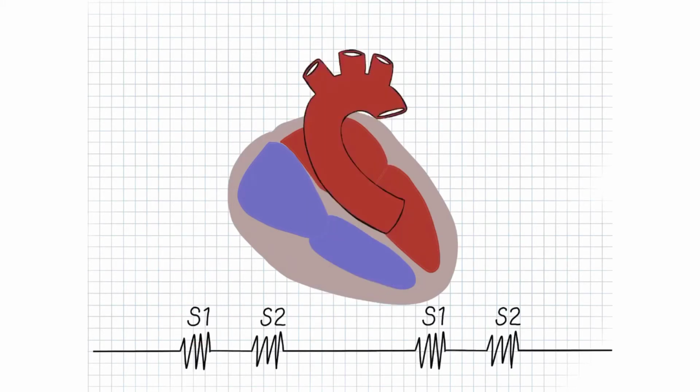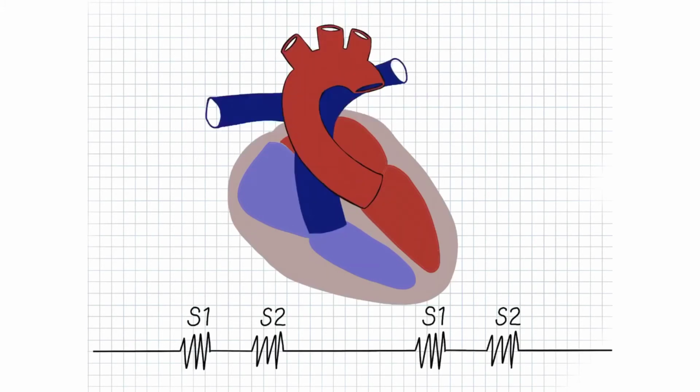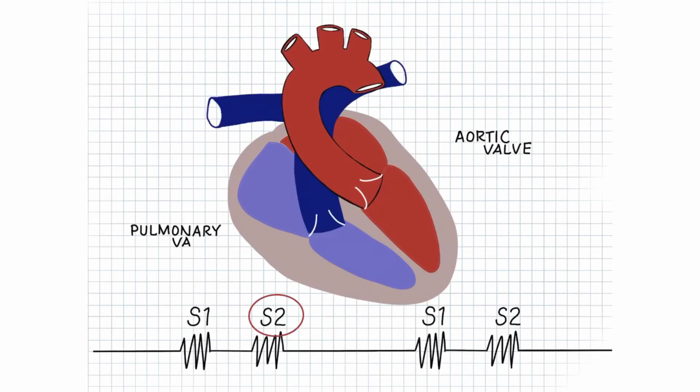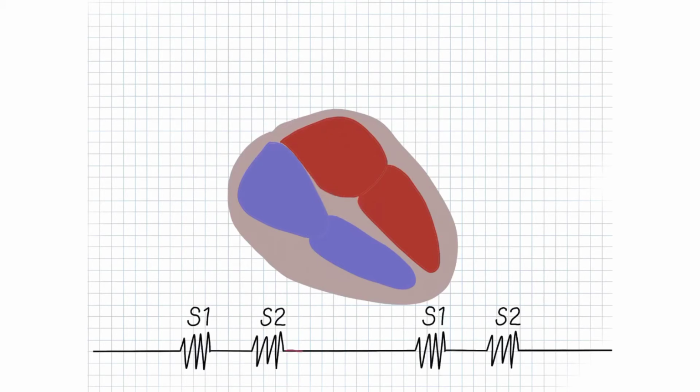Now the second sound, S2, is also the sound made by the closing of valves. In this case, it's the valves between the ventricles and the vessels that carry blood out of the heart, those being the aortic valve and the pulmonary valve. So again, blood flows in, and the valves shut like a door being slammed shut. S1 and S2 are the sounds that you're going to hear in a normal heart, but there are some scenarios where you would hear additional sounds.